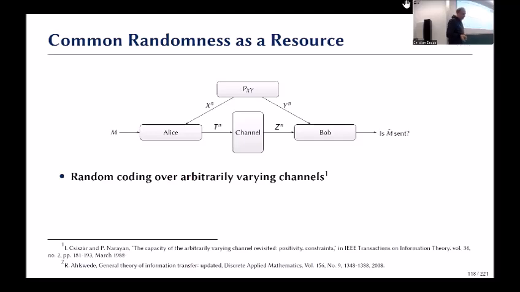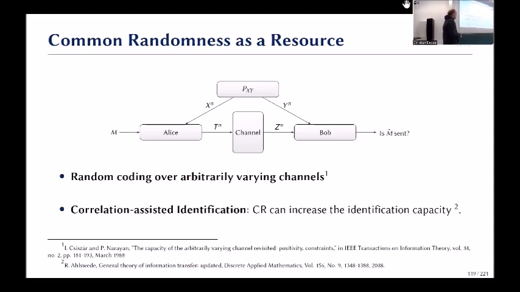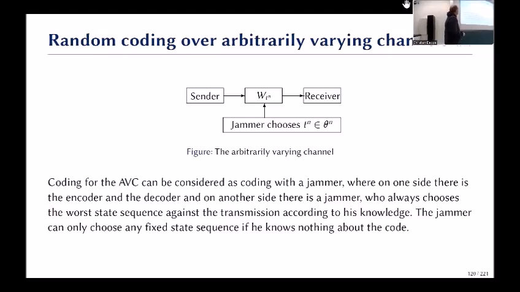Where can we use it? We know already that for transmission we cannot use it, but can we use it for other things? The first thing, which I come to later, is called random coding over arbitrary channels. There we can use common randomness. It's useful. And of course, common randomness can increase identification capacity. Let's look at what an arbitrary channel is. Let's look at an arbitrary discrete memoryless channel case. Oh, let's look at this case.